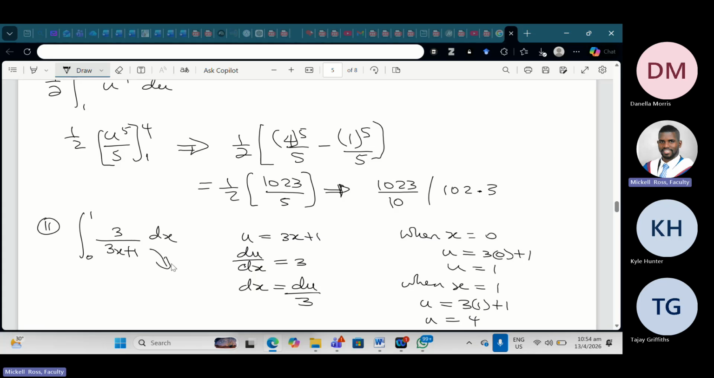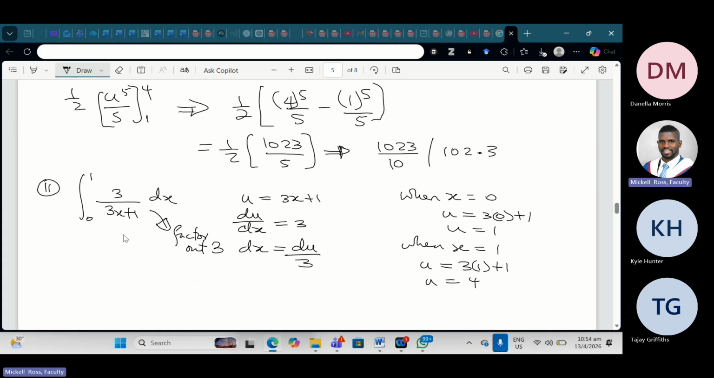From here, we're going to factor out 3 because the 3 is in the numerator. So we're going to have 3 times the integral from 1 to 4, 1 over u, du over 3. So we'll get du over 3.